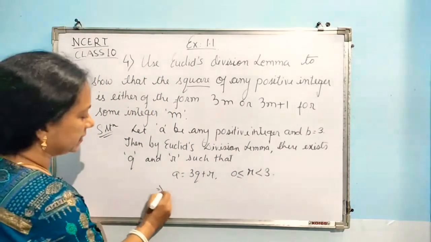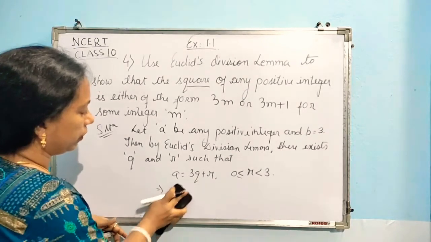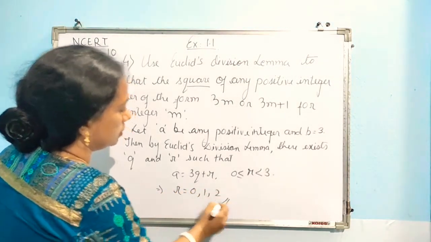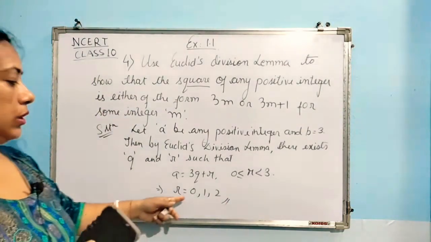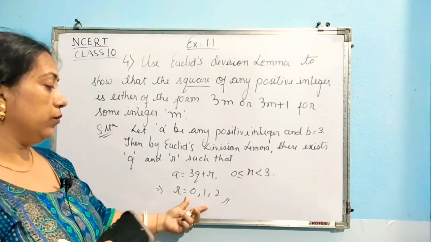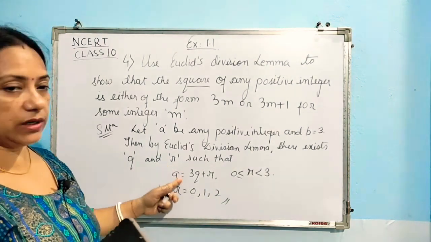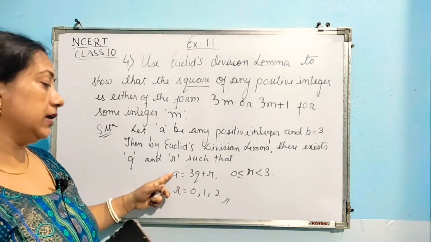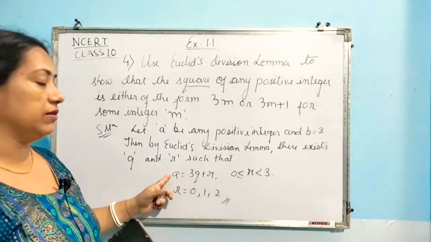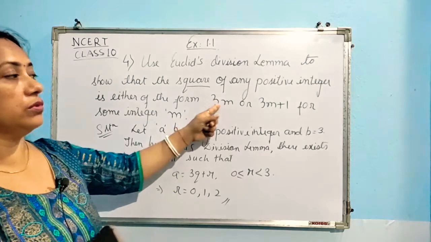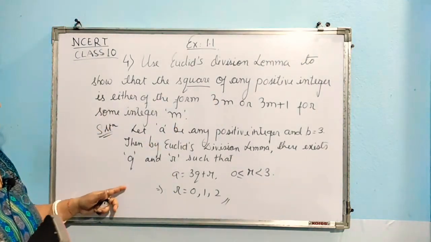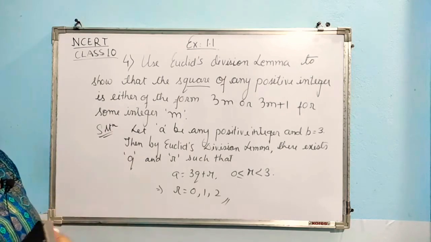Now it implies that the values of r can be 0, 1 and 2. So taking the 3 different values of r, we will be taking 3 different cases, and if we deal with all these 3 cases, we can have the value of a square in the form 3m or 3m plus 1. Got it? So take down this one. You can pause your video and write it down.